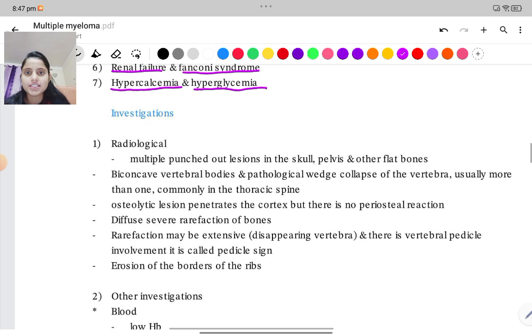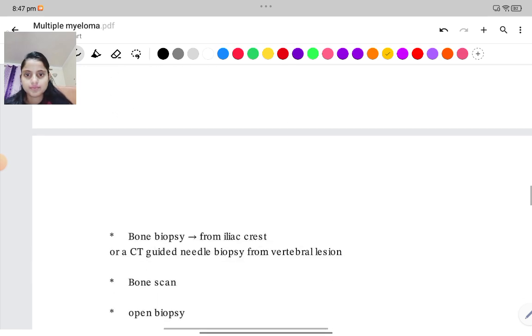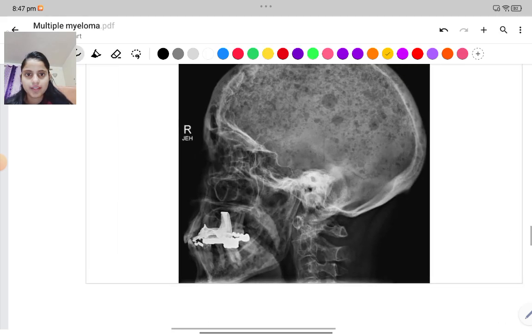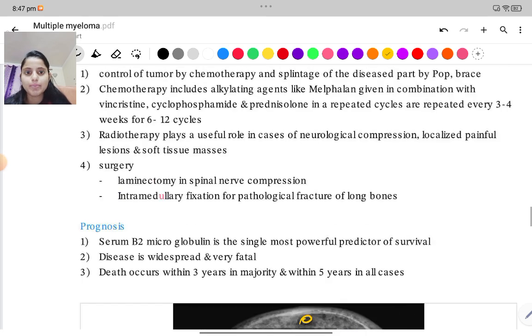On investigation, we do the radiology. In radiology, we can see the multiple punched out lesions in the skull, pelvis, and the other flat bones. Here we can see multiple punched out lesions in the skull in the multiple myeloma.